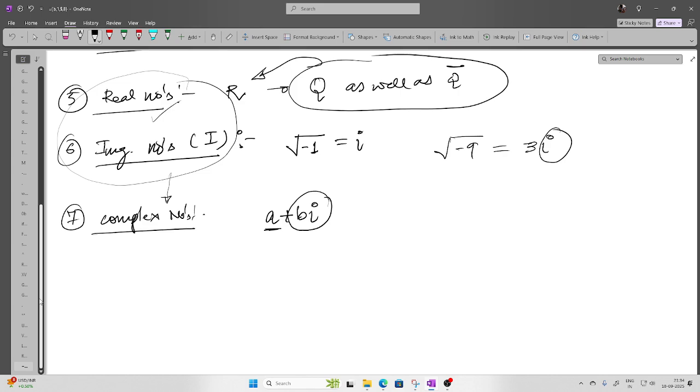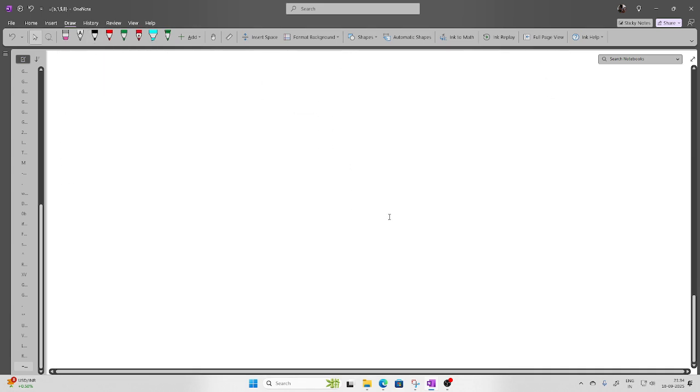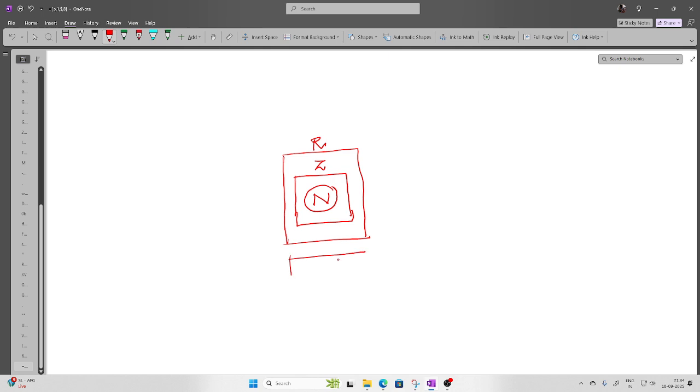So therefore, if you want to represent these sets in pictorial form, this is your natural number set. Then this is inside the integers. Then all the integers will be part of the rational numbers. And then there will be a set which is entirely different from rational numbers, and we call it irrational numbers.